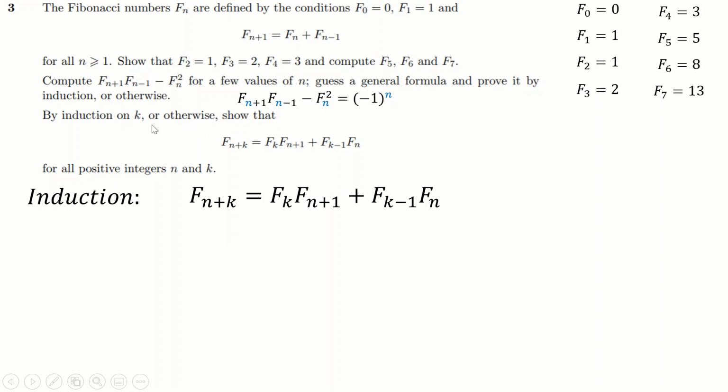By induction on k, or otherwise, you're probably going to do this bit, show that this is true. Now, let's just take a minute to appreciate what this formula is. What this is saying is if you have two random numbers, this is a formula for breaking those two numbers apart and finding the Fibonacci term for each of them. So maybe this is an easier example. If you had n is 10 and k is 5, instead of having to compute all the way to f of 15, you can just do f of the 10th term times f of the 6th term plus f of the 9th term times f of the 5th term.